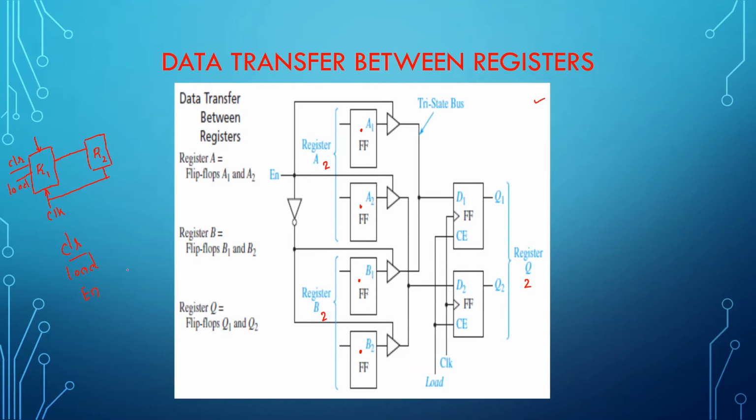You will make this enable input high. Once you make this enable input high, please concentrate. These two tri-state buffers, the things you can see here, which you have already studied, these are your tri-state buffers.